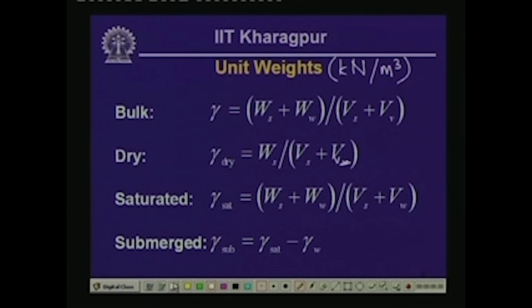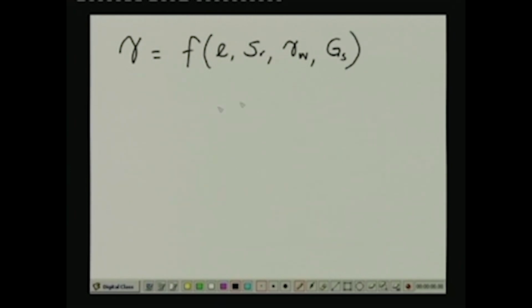Now, it is worthwhile actually to take an example as to how we could find, for instance, bulk unit weight in terms of the void ratio, saturation ratio, and the specific gravity of the solid particles. Let's take an example. What we want to do is express, in this particular example, gamma as a function of the void ratio, saturation ratio, unit weight of water, and specific gravity of soil solids. So, this is the objective. Let us see how we proceed.